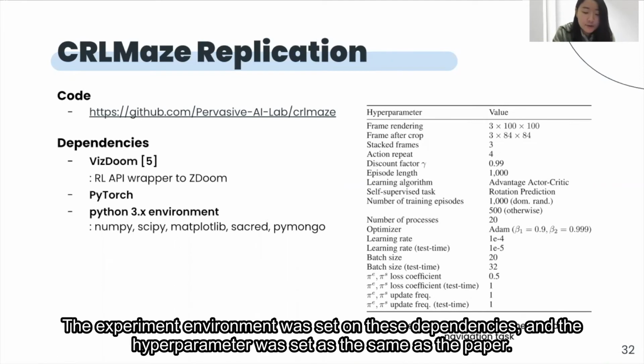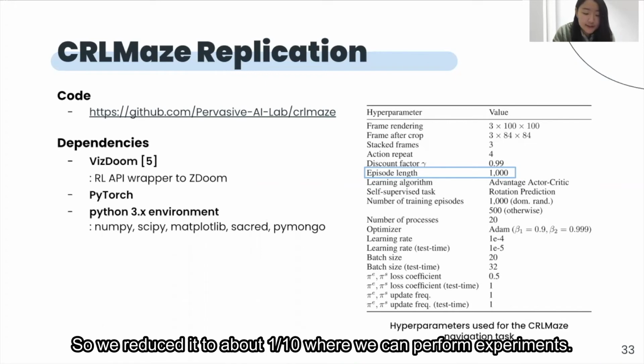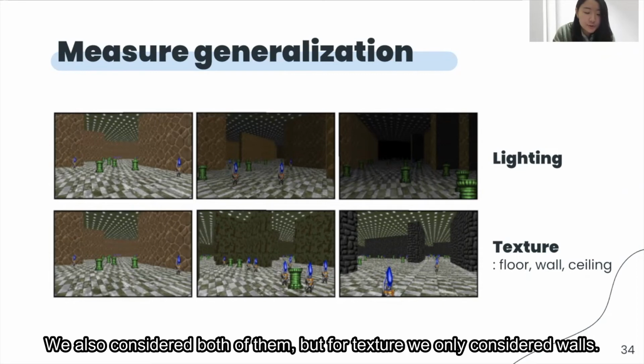The experiment environment was set on these dependencies, and the hyperparameters were set the same as the paper. However, we could not run with episode length 1000 because it required excessive GPU memory, so we reduced it to about 1/10, where we can perform experiments. Different light and texture settings were considered to measure generalization in test environments. We also considered both of them, but for texture, we only considered the walls.